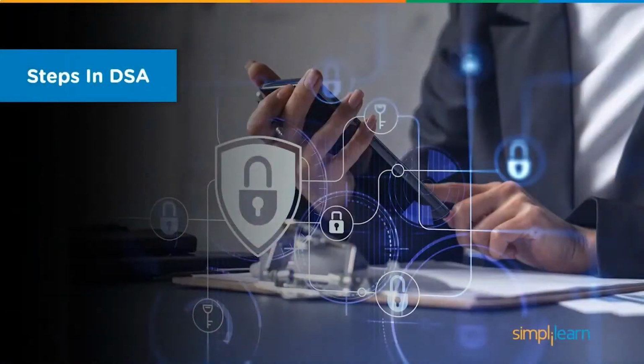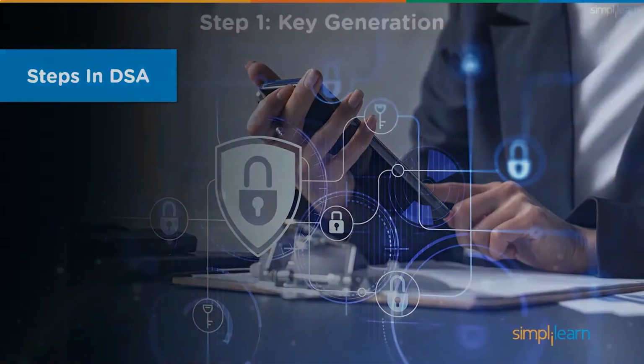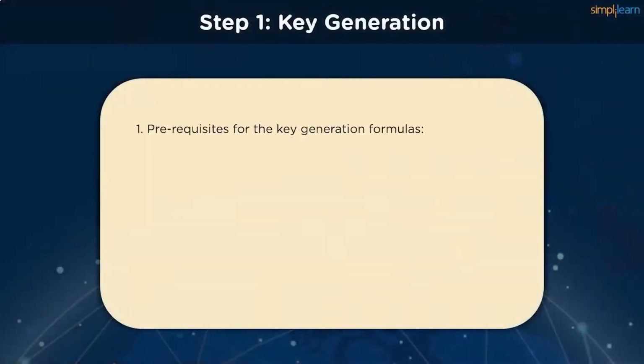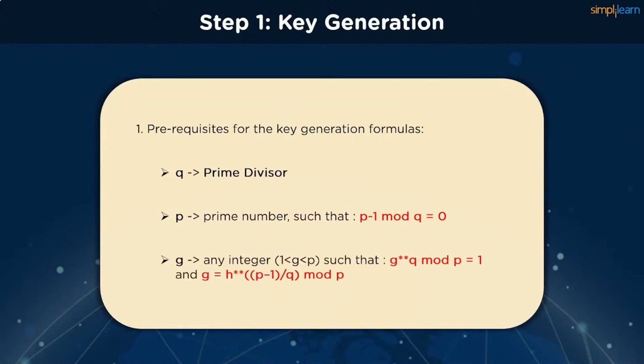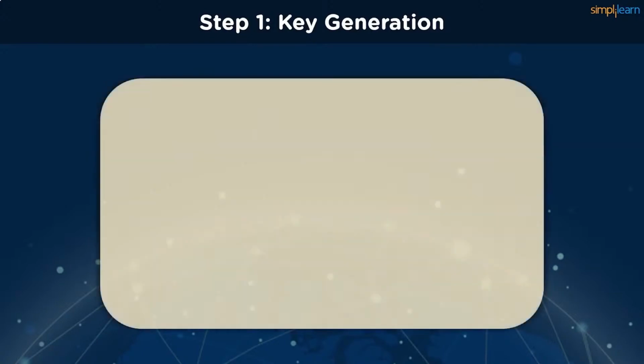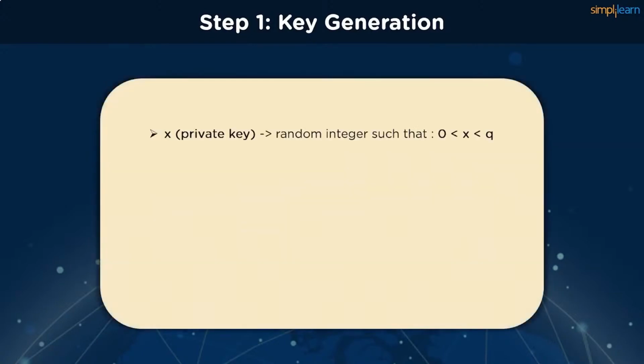We have three phases here, the first of which is key generation. To generate the keys, we need some prerequisites. We select a q, which becomes a prime divisor. We select a prime number p such that (p-1) mod q equals 0. We also select a random integer g which must satisfy the two formulas being mentioned on the screen right now. Once these values are selected, we can go ahead with generating the keys.